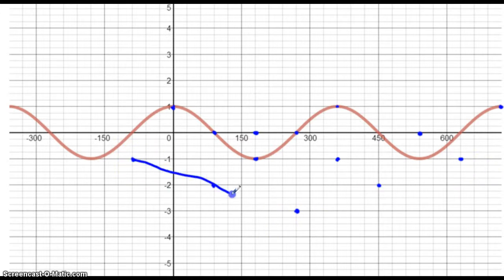We can continue this process of applying these transformations to other key points on our original cosine wave to create more parts of the cycle.